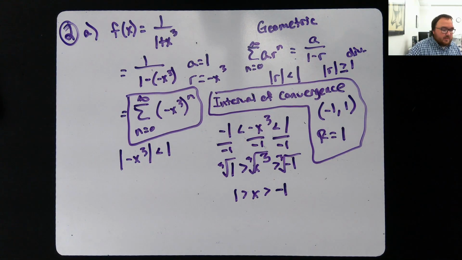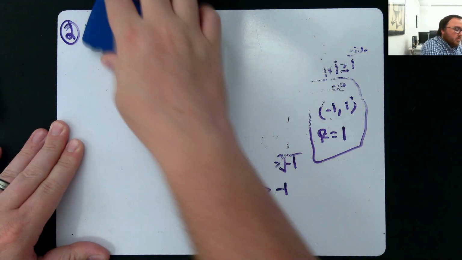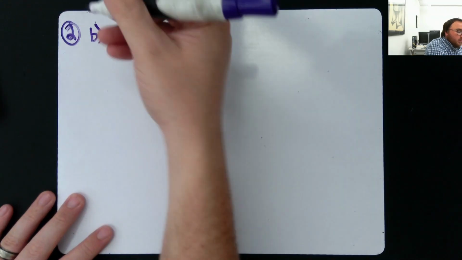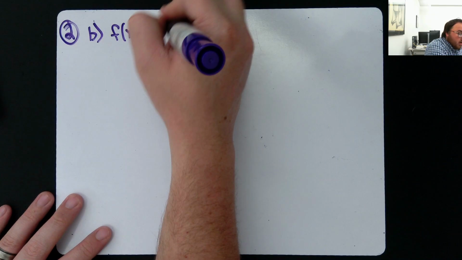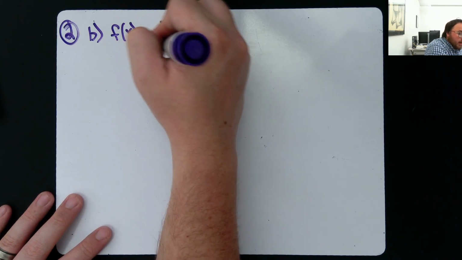Last example for this section is 2b, or not 2b. I'm hilarious. Okay, that's going to be the function f of x equals x squared over 4 minus x squared.